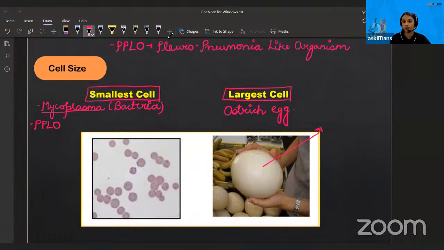Egg of ostrich. This is the largest cell. So the smallest cell is your mycoplasma. Okay, and it is nothing but a bacteria, and it is also known as PPLO, pleuropneumonia-like organism. And if I talk about the largest cell, the largest cell in the world is the ostrich egg, and it is important. It can be asked in MCQs.